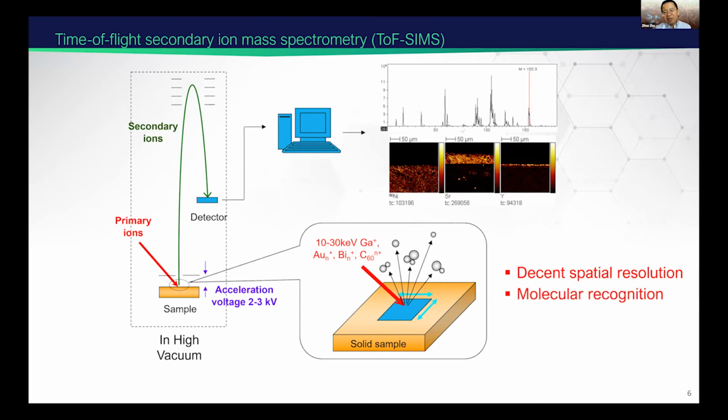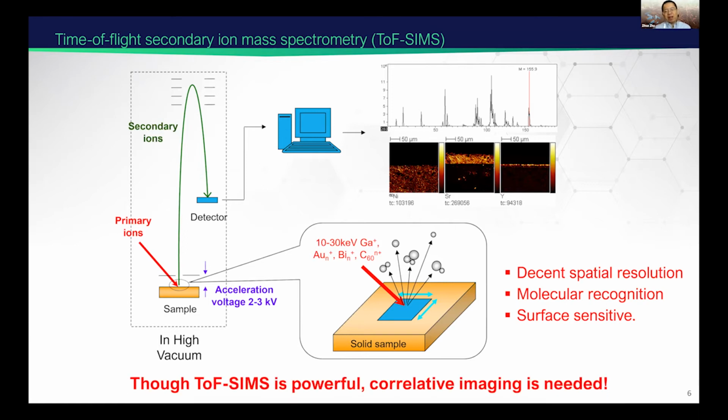Molecular recognition: as we can see in the principle, when we sputter the surface, some clusters can be ejected directly, so small molecules can be detected directly. That gives it molecular recognition capability. And the third point is that it's a very surface-sensitive technique. Only about 1 to 2 nanometers of material is sputtered away from the surface. Of course, if we use 3D imaging, we need to sputter layer by layer.